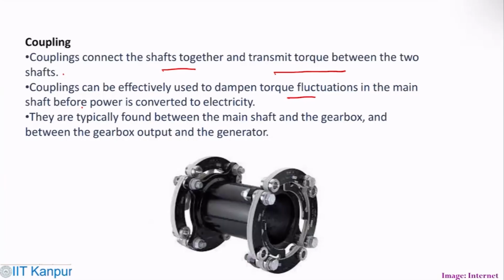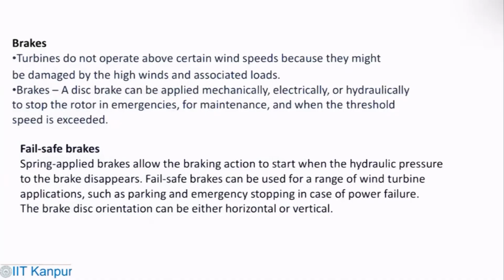So wherever this kind of connectivity is there, the coupling is there to avoid those fluctuations in torque, or any unwanted fluctuation that may arise during operation. So the coupling is an important component where these unwanted fluctuations in torque could arise due to unforeseen situations. Now we also have brakes.